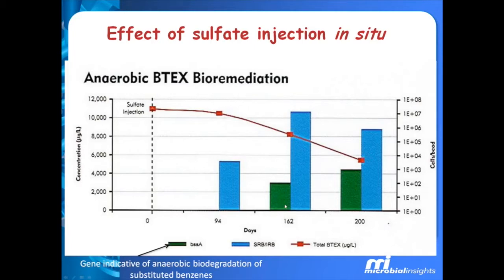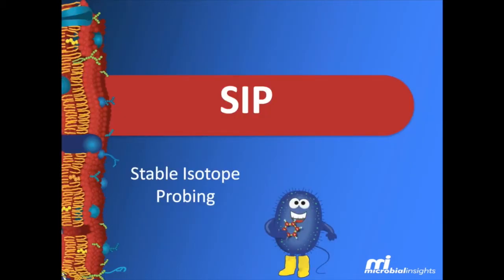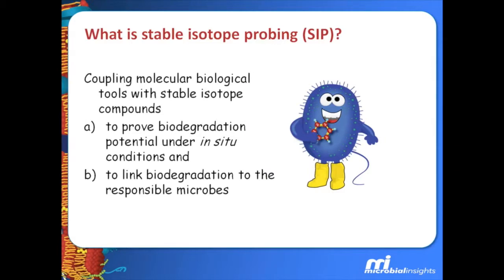So getting down to the last bullet point then, proving that bioremediation of a specific compound is occurring under in situ conditions. Basically, what I'm referring to here is stable isotope probing. Stable isotope probing is a technique using biotraps that we can do two things with. Number one, we can provide basically irrefutable proof that biodegradation potential of a given compound exists under in situ conditions. And then with further analysis, if desired, we can also link that biodegradation potential to specific microorganisms that are involved in the process, and I'll illustrate that for you.